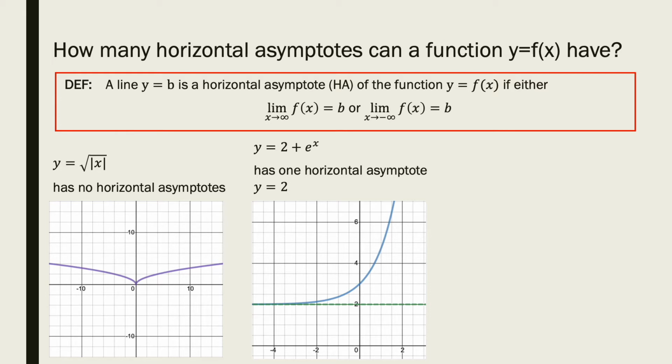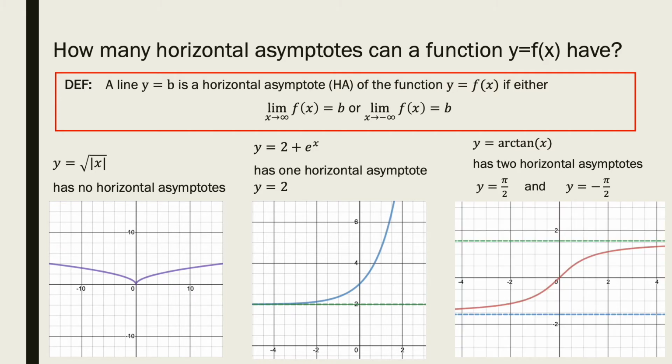So, can a function have two horizontal asymptotes? We actually know a really nice looking function. It's called arctangent, and it has two distinct horizontal asymptotes. One horizontal asymptote is y equals pi over 2, and the other one is y equals minus pi over 2.